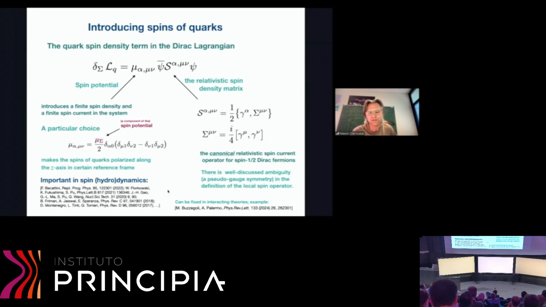Here I would like to quote the paper by Matteo and Andrea about the fact that in gauge theories, depending on the form of interaction, the system somehow selects the correct spin. So our idea is the following: we just put this canonical operator in and see what happens with gluons in this particular case.